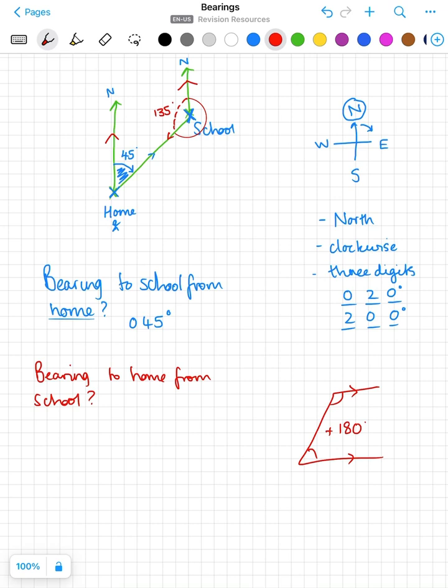Remember, we want to find the angle on the outside. So what do we do? We take that from 360 because it makes a full circle. So that's 360 minus 135, which is 225 degrees. It's 3 digits. That's our bearing.